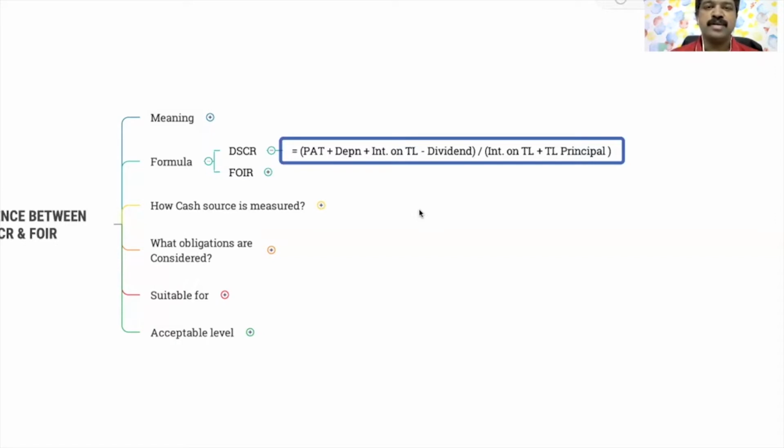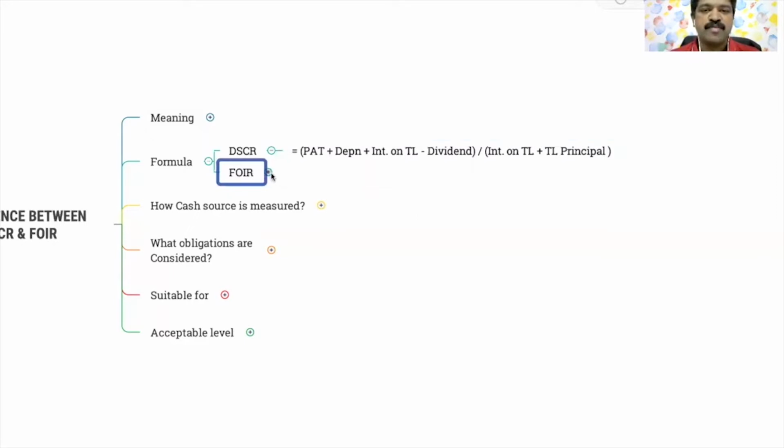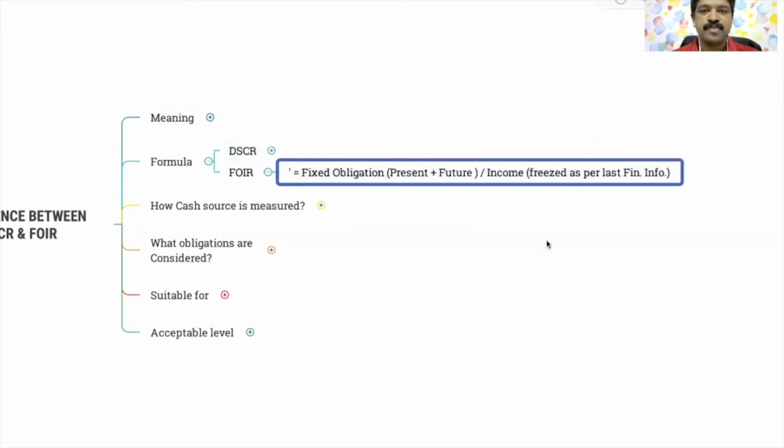Whereas in the denominator, it will be interest on term loan plus principal commitment. So this will be calculated for each and every year so that the DSCR of each and every year can be understood and arrived at. Whereas for FOIR, the formula is like this. It is fixed obligation divided by income. And when I say fixed obligation, it is the fixed obligation with regard to the present loans which are running and the future loans that are proposed.